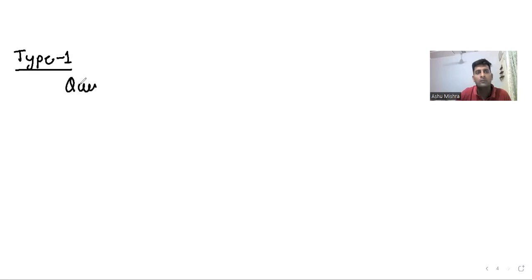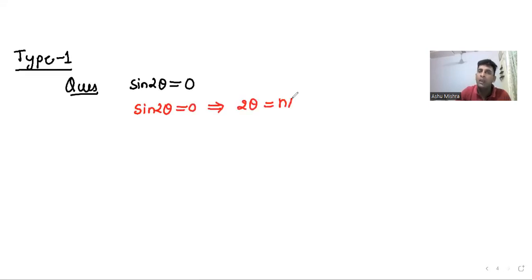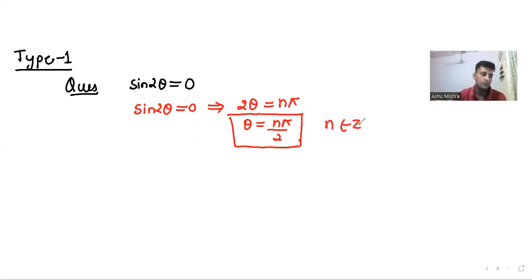Suppose you have a question: if sine 2 theta equals 0, find its general solution. You know very well, if sine 2 theta equals 0, that means 2 theta will be equal to n pi, and theta is equal to n pi by 2, which is known as the general solution for the above question, where n belongs to integers. Suppose we have another question.